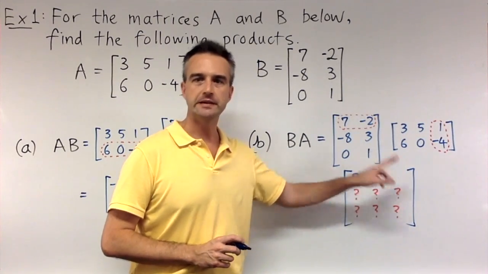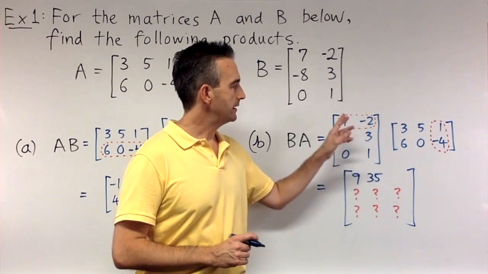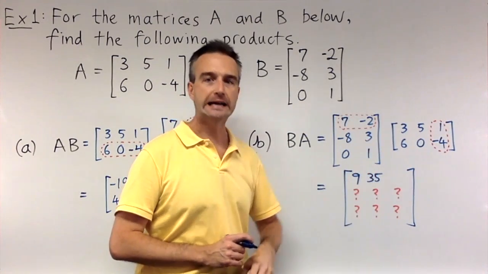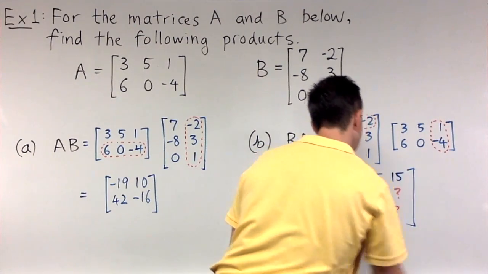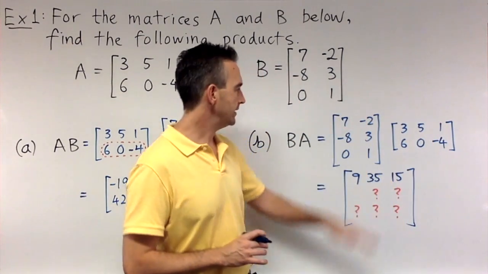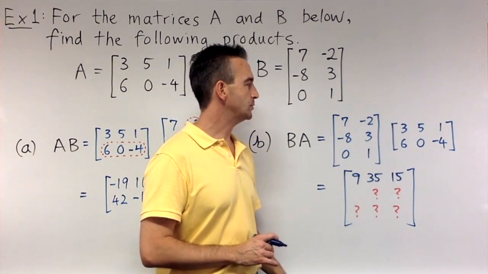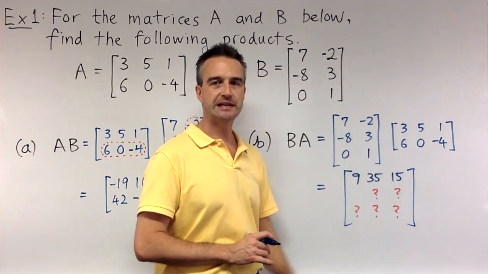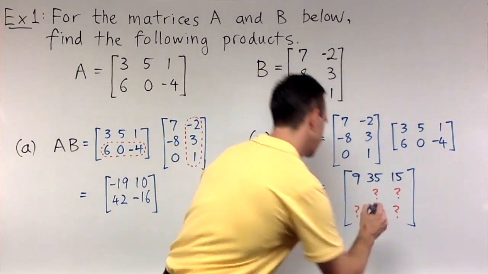And for the last element in the top row, 7 times 1 is 7. Negative 2 times negative 4 is 8. 7 and 8, 15. Let's keep going. Second row, first column. Negative 8 times 3 is negative 24. 3 times 6 is 18. Negative 24 plus 18, negative 6.